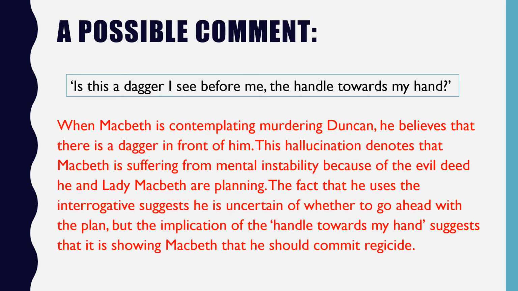Okay, so a possible comment that you could write is, when Macbeth is contemplating murdering Duncan, he believes that there is a dagger in front of him. This hallucination denotes that Macbeth is suffering from mental instability because of the evil deed he and Lady Macbeth are planning. The fact that he uses the interrogative, remember that's a question, suggests he is uncertain of whether to go ahead with the plan, but the implication of "the handle towards my hand" suggests that it is showing Macbeth that he should commit regicide.